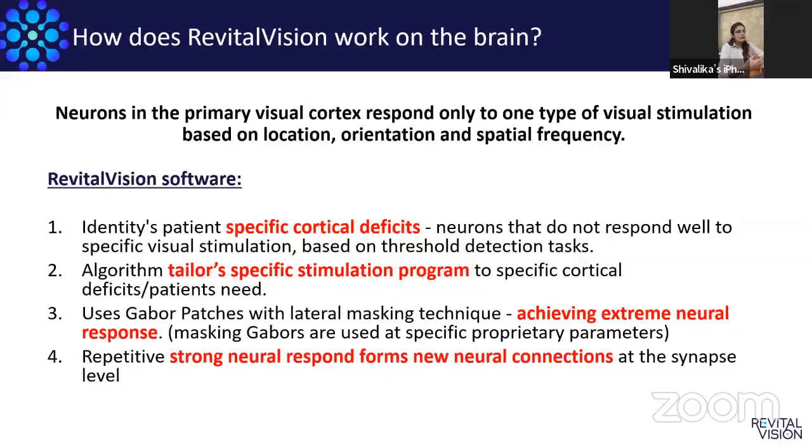Once that is done, it uses a Gabor patch with the lateral masking technique. Lateral masking is with the presence of flankers, and it tries to achieve the extreme neural response at the edge of the vision. This step is very much similar to how we perform perimetry, where we find out the threshold of the patient. Once it identifies the threshold of the patient, it tries to achieve a very extreme neural connection at that threshold until the patient gets better at it. When that happens, repetitive performance is done, and a very strong neural response is formed. When a strong neural response is formed, new neural connections are formed at the brain level, or at the synapse level, you would want to say. And that's how Revital Vision works on the brain.